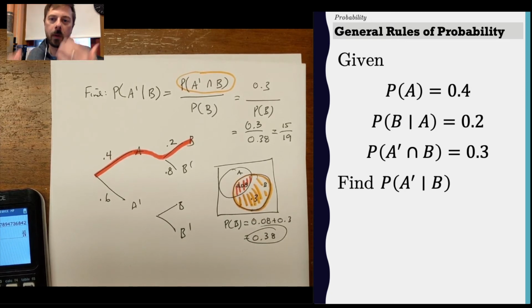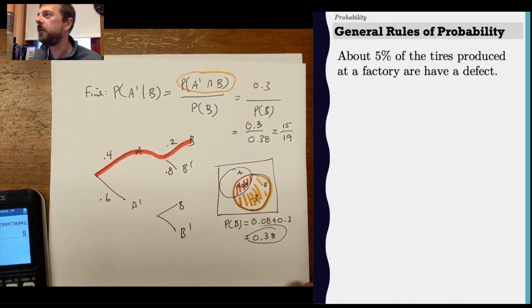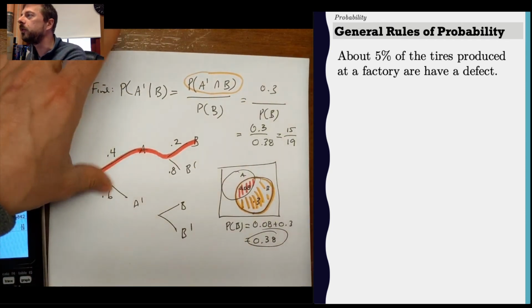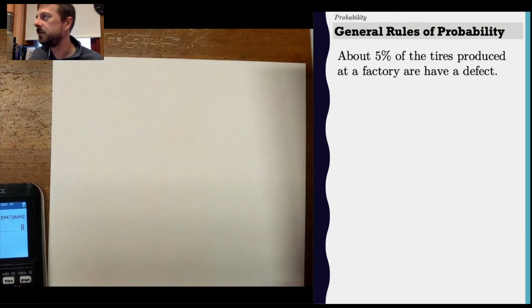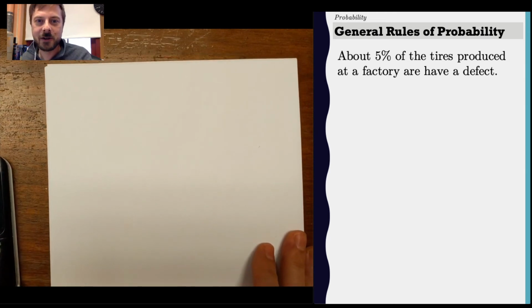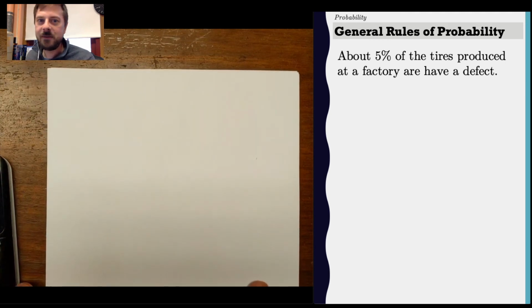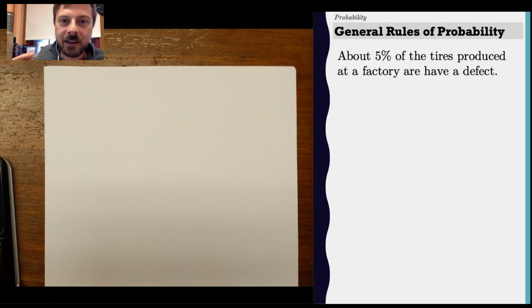Let's do one more practice problem for these general rules of probability, shall we? We shall. All right, so let's look at this guy. One more problem. About 5% of tires produced at a factory have a defect. Ooh. As soon as I see that, I'm already starting to think in trees. I'm like, ooh, there's some tires, 5% have a defect. My statistics spidey sense is saying, ooh, 95% don't. But let's see what happens with the problem.